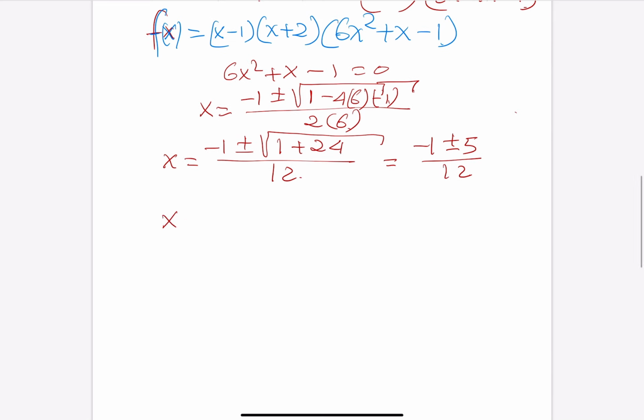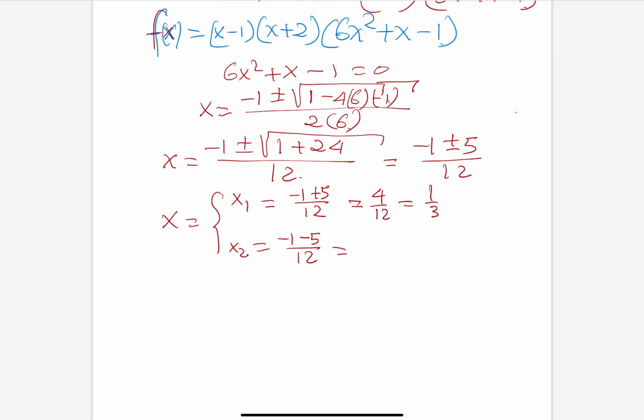So x will have two solutions, x1 and x2. They are negative 1 plus 5 divided by 12, and negative 1 minus 5 divided by 12. The first one is 4 divided by 12, which is 1/3. The second one is negative 6 divided by 12, which is negative 1/2. Got it?